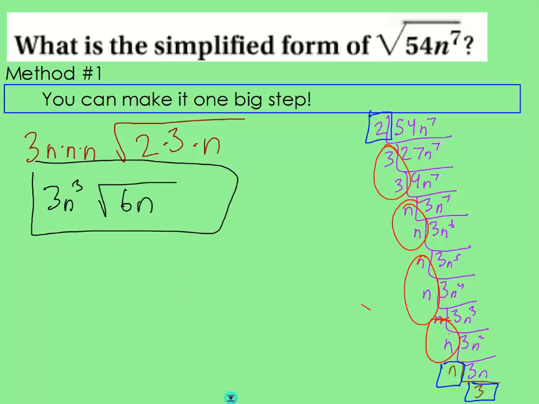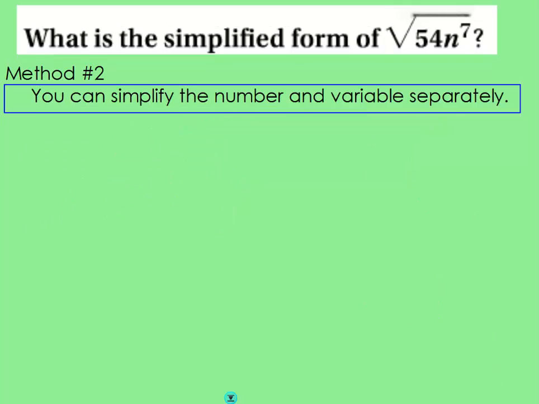Okay, let's say you want to do that a different way. You can simplify the numbers and variables separately, so you don't have to make one big step. Some of this you might be able to do in your head. So let's do the 54, and let's do the n to the 7th. Let's say I have to do the step method for 54. So I'm going to do the same thing. Divide that by 2, I get 27, 3, 9, 3, and 3. Fine. N to the 7th, maybe you know how to do that.